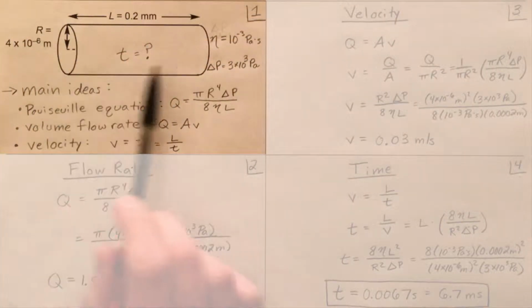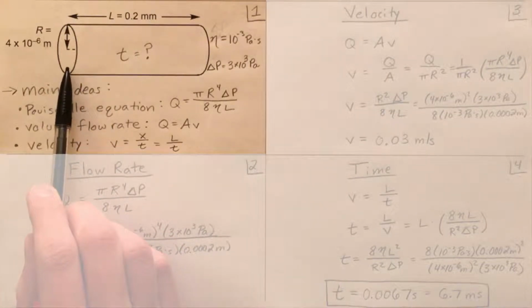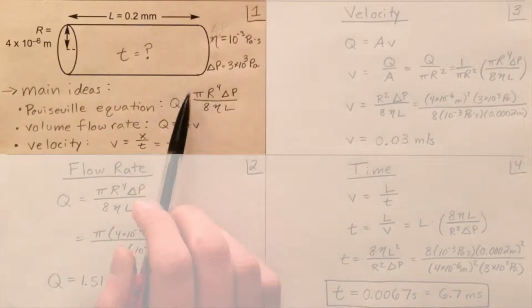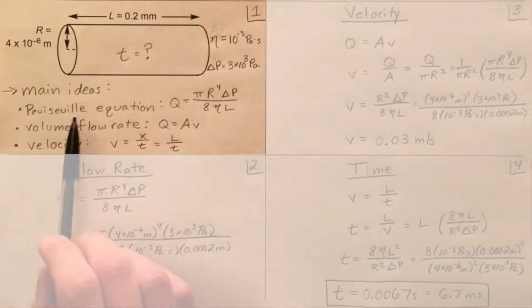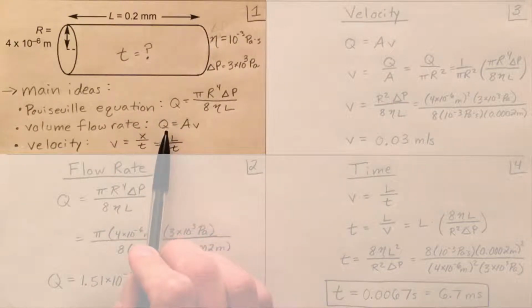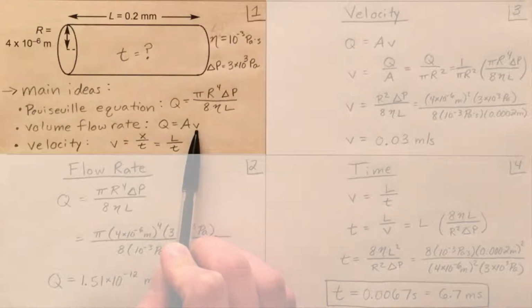Fluid is flowing through a capillary of dimensions shown here, and we're asked to find the amount of time required for the fluid to flow from one end of the capillary to the other. In order to solve this problem, our strategy is to first use the Poiseuille equation to find the volume flow rate. Then we will find the volume flow rate in terms of the cross-sectional area and the fluid velocity.